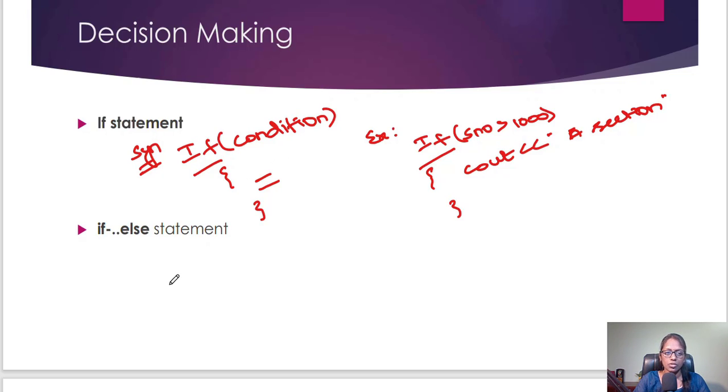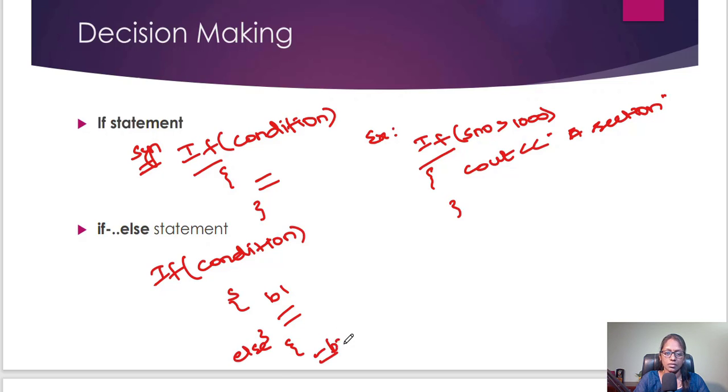And the next one is the if else statement. In if else, if this condition is true, then statement block 1 is executed. Consider this one as block 1. Else, block 2, these block 2 statements will be executed. If the condition is true, block 1 is executed. If the condition is false, then block 2 is executed.